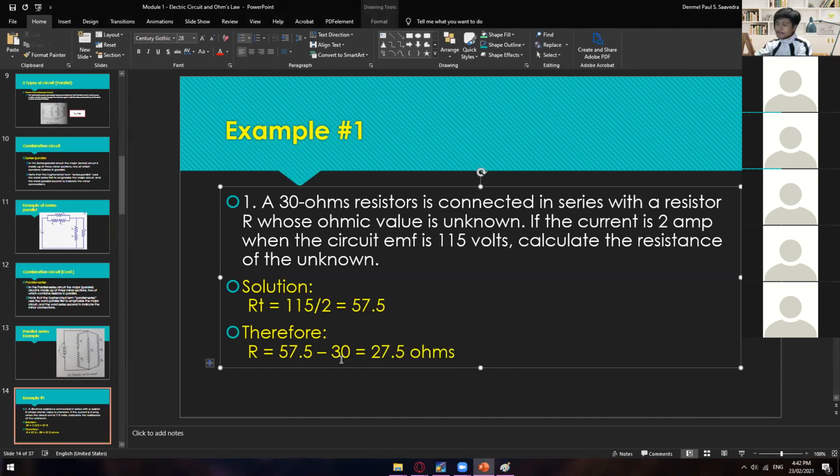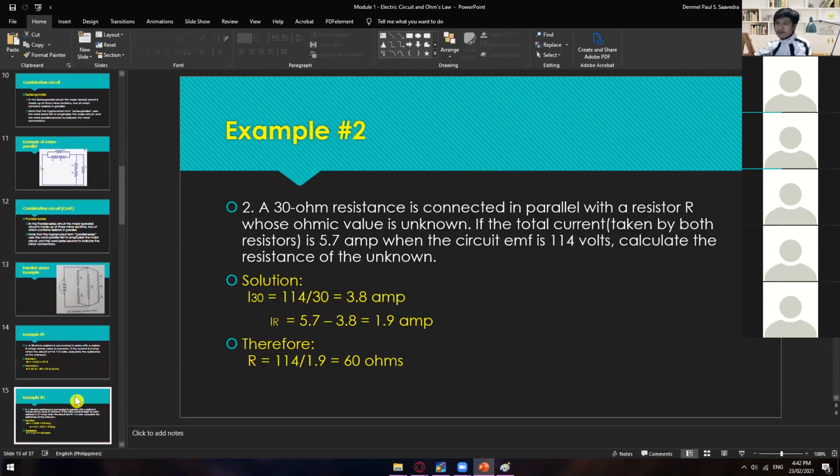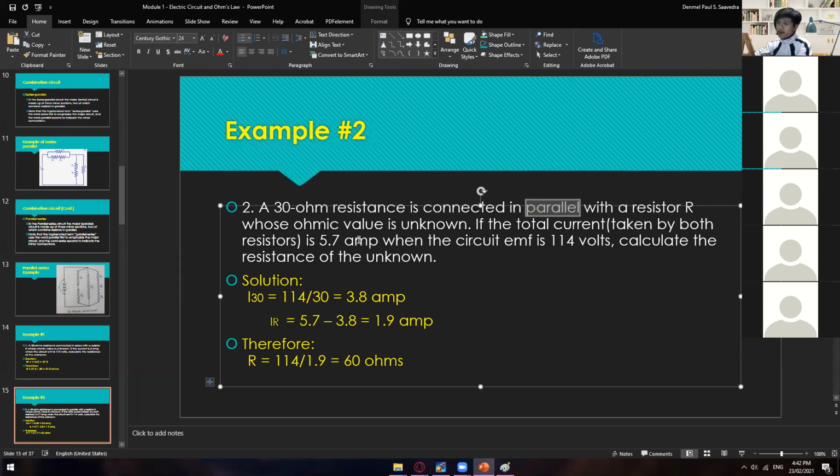All right. So were you guys able to follow on how we got the answer right here? Yes, sir. All right. So let's now move on to example number 2. So we have here a 30 ohm resistance connected in parallel with a resistor R whose ohmic value is unknown. If the total current taken by both resistors is 5.7 amps, when the circuit EMF is 140 volts, calculate the resistance of the unknown.